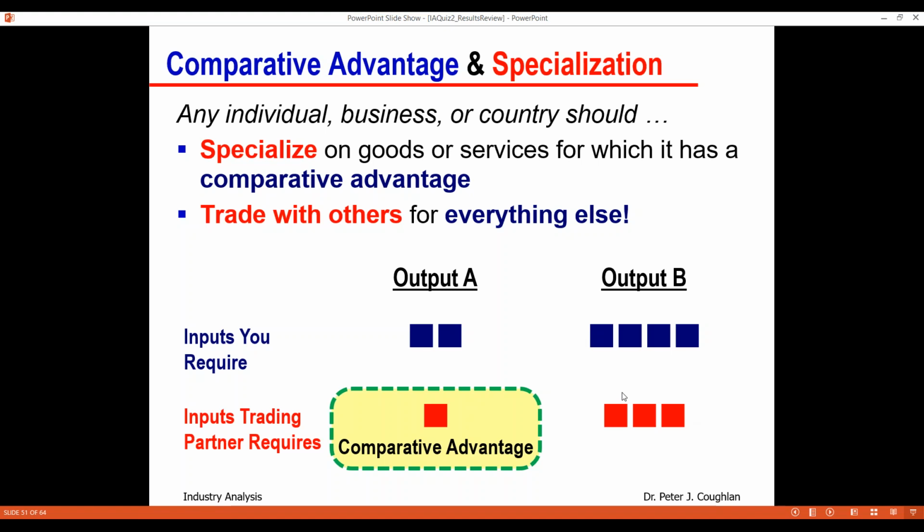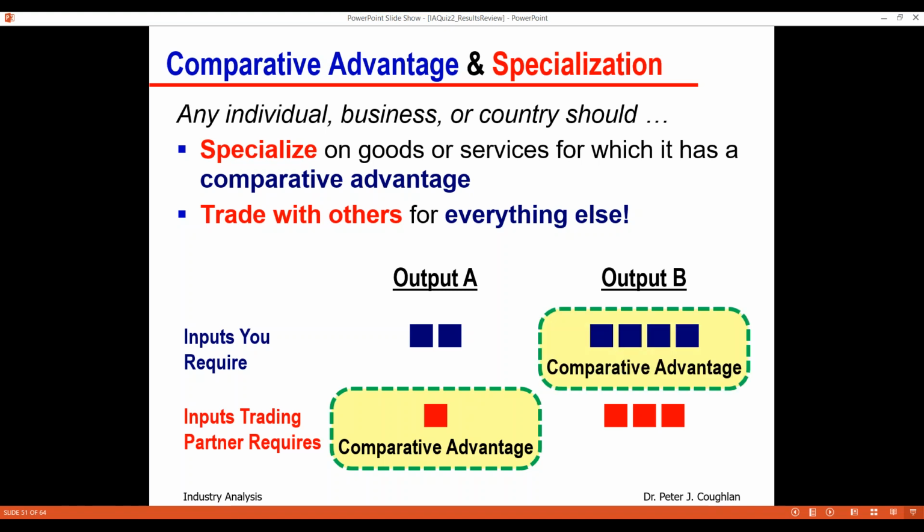But what about output B? For me to produce output B, it takes 4 hours. If I wasn't producing output B, I could produce 2 units of output A with those 4 hours. So my cost of output B is 2 of output A. With my trading partner, if they weren't producing output B, with those 3 hours they could produce 3 of output A. So therefore, my trading partner has a higher opportunity cost.